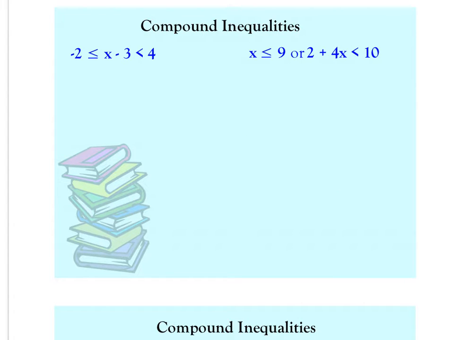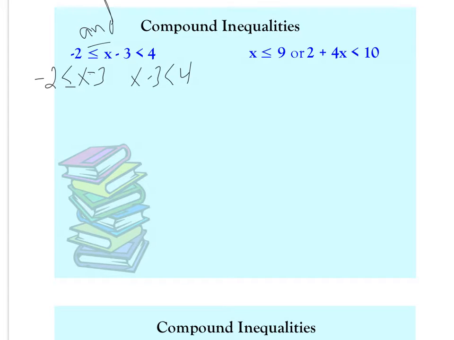Alright, so I just have a couple examples we'll do. -2 is less than or equal to x minus 3 is less than 4. So this is an and inequality because I don't see the word or. So it must be an and inequality. I am not going to try to do it all together. I'm going to take the left side and the middle. So -2 is less than or equal to x minus 3. And I'm going to take the middle and the right. x minus 3 also has to be less than 4. So that's it. That's the new step right there.